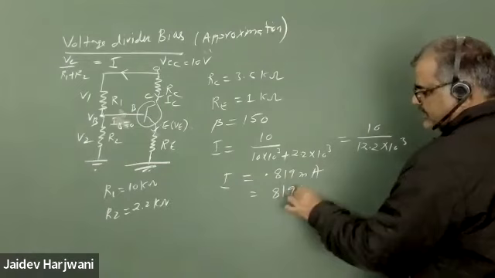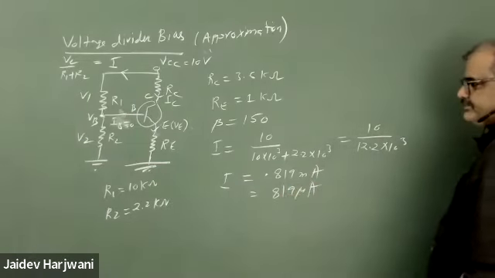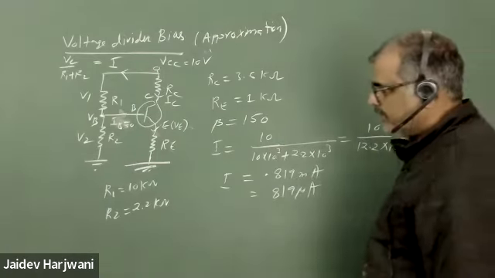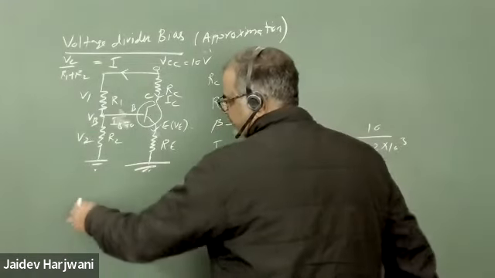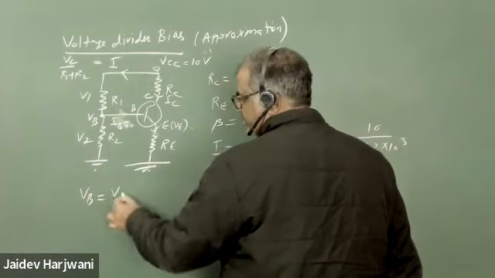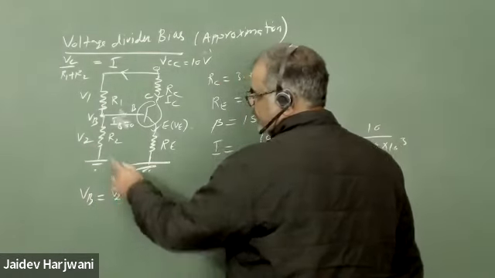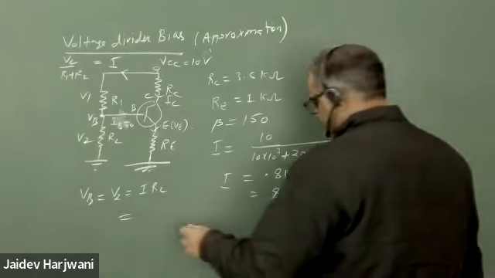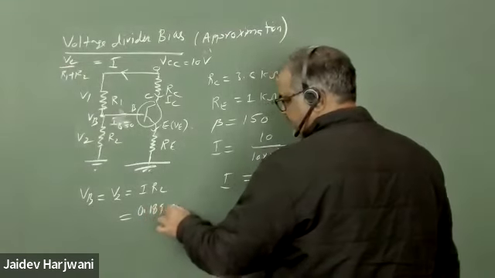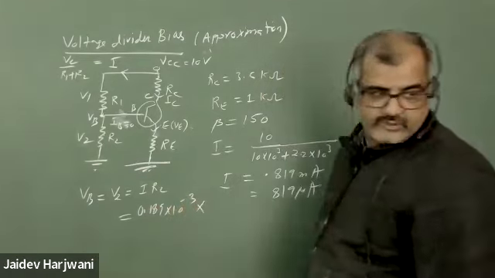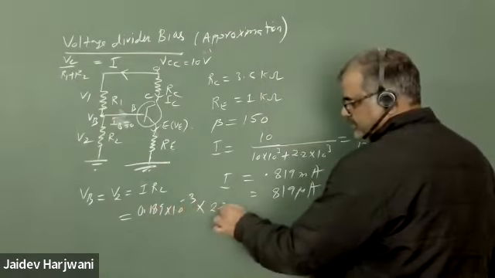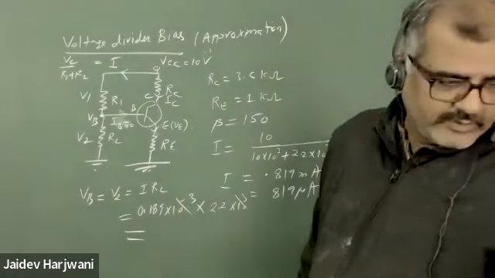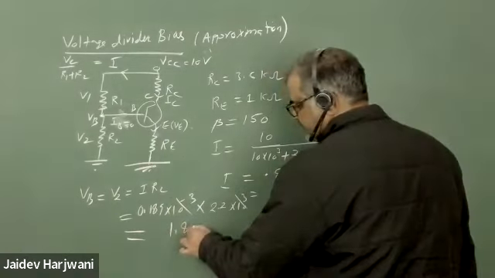Check it, is it correct? 10 divided by 12.2. So once you know I, you can find V2, which is equal to VB. So V2 is your I into R2. I is known to you, 0.819 milliampere. R2 is 2.2 kilo ohm. This cancels. So this will give you VB value 1.801 volt.